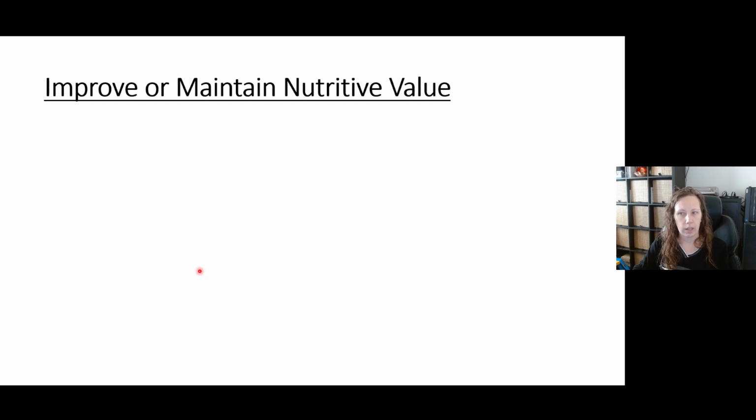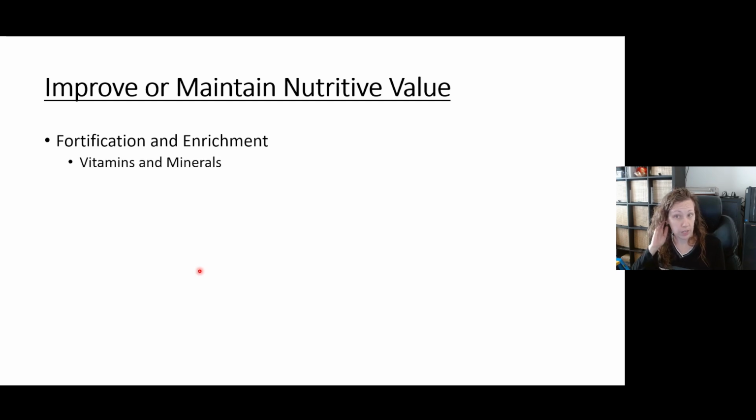Okay, so our next major function of food additives is to improve or maintain nutritive value. We've essentially talked about this two chapters ago when we did vitamins and minerals. So fortification and enrichment, right? Adding vitamins and minerals to products, whether it's because we lost some of those due to processing and we're restoring them, or because we're just trying to add them to help the population get enough of a certain vitamin or mineral.